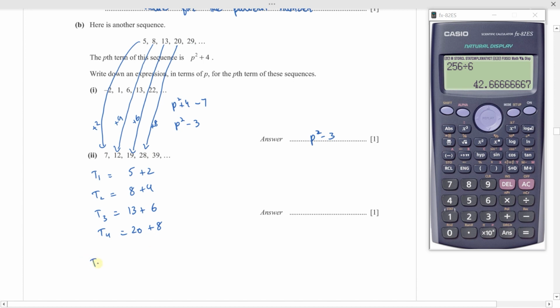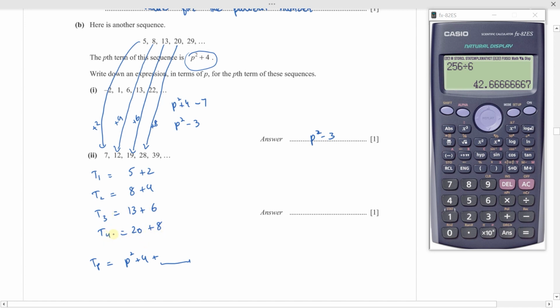So now for the pth term of this sequence is p square plus 4. Now I have to add something like I have been adding here. So these are all the values from the sequence given, and I'm adding some number to it to get the value in this sequence. So p square plus 4 again is from this. Now I have to add something. So if you look at the sequence, I'm adding 2 here for the first term. I'm adding 4 here for the second term. I'm adding 6 here for the third term. I'm adding 8 here for the fourth term.